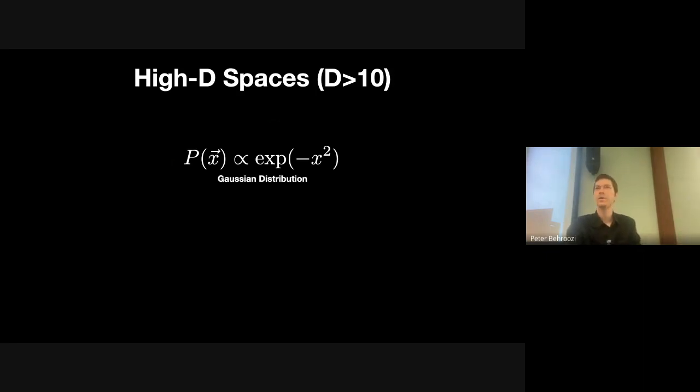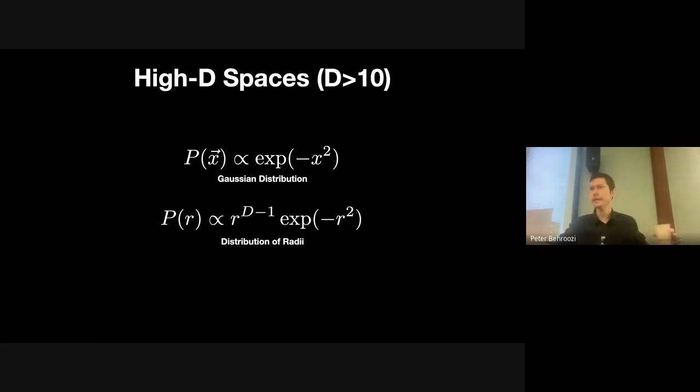If I then ask, what is the distribution of distances from the origin? If I pick a random point from this Gaussian distribution, what is the distribution of distances from the origin? Well, it'll scale like this exponential fall off, but then I'll have to multiply by the amount of volume at a given distance, or amount of surface area at a given distance. And so the distribution of radii from the origin will look like the surface area of a d-dimensional sphere, so that's r to the d minus 1, times the fall off in the density with distance.